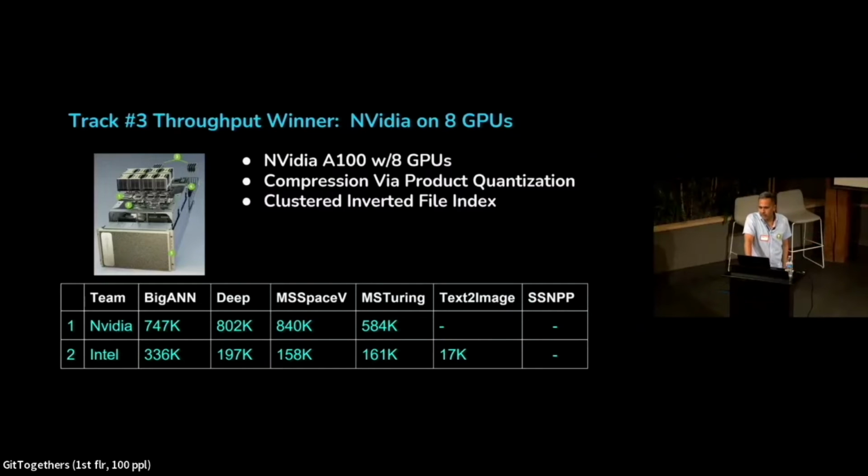Here, they're the clear winner, and that says 747,000 on big ANN, 1,000 queries per second. So they did win this benchmark hands down.